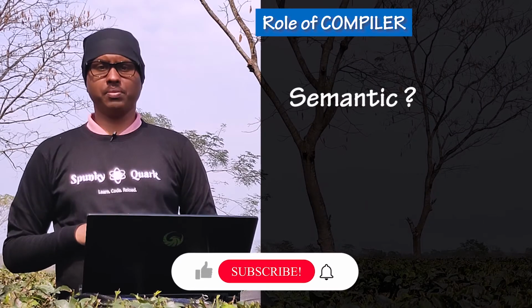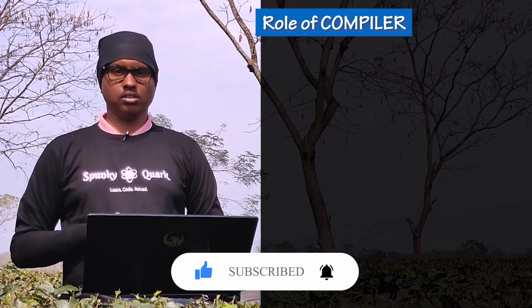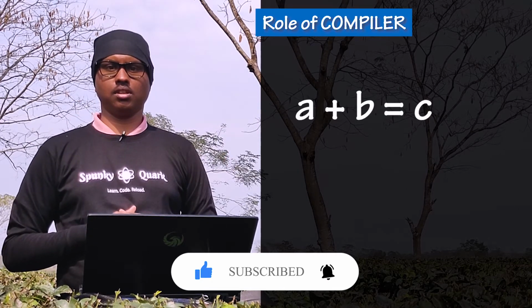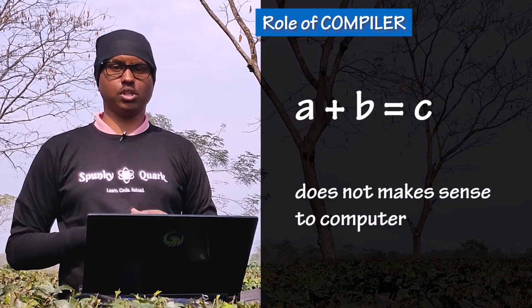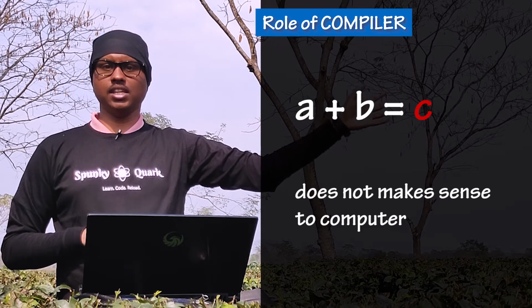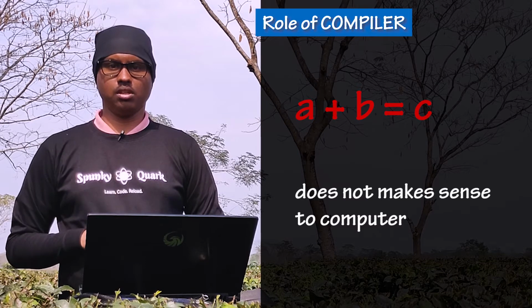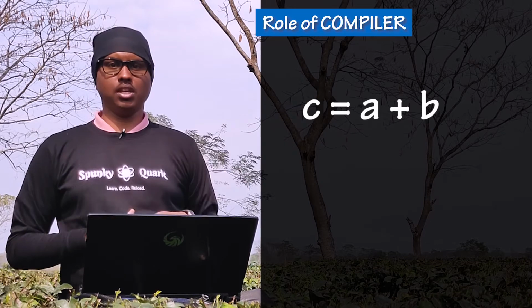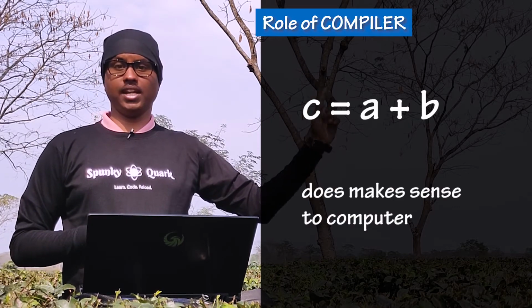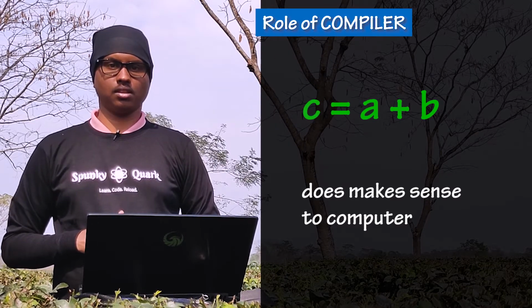And semantics is about meaning. The compiler checks whether this line is making some sense or not. Suppose we take this example. You can see a + b = c, which doesn't make any sense for the computer, because the computer will take c and try to assign the value of c to a + b, which is not meaningful for the computer. But in this example, c = a + b, it makes sense because the computer will first add a + b and then assign the result to c. So that is what semantics means. It's all about the meaning.